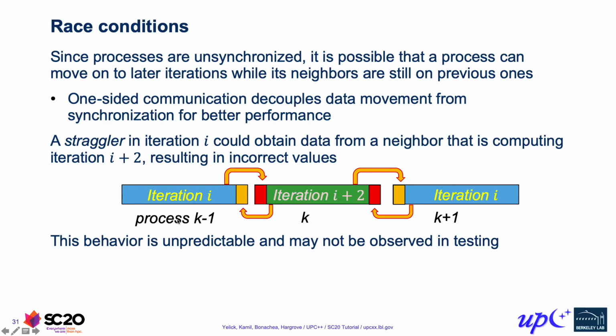So what we want is to avoid having a straggler process, so that we don't end up getting an incorrect value from our ghost cell exchange. And of course, this behavior is unpredictable and may or may not be observed in testing, so it's relatively difficult to debug. And so we want to ensure that we have the appropriate synchronization to prevent this.